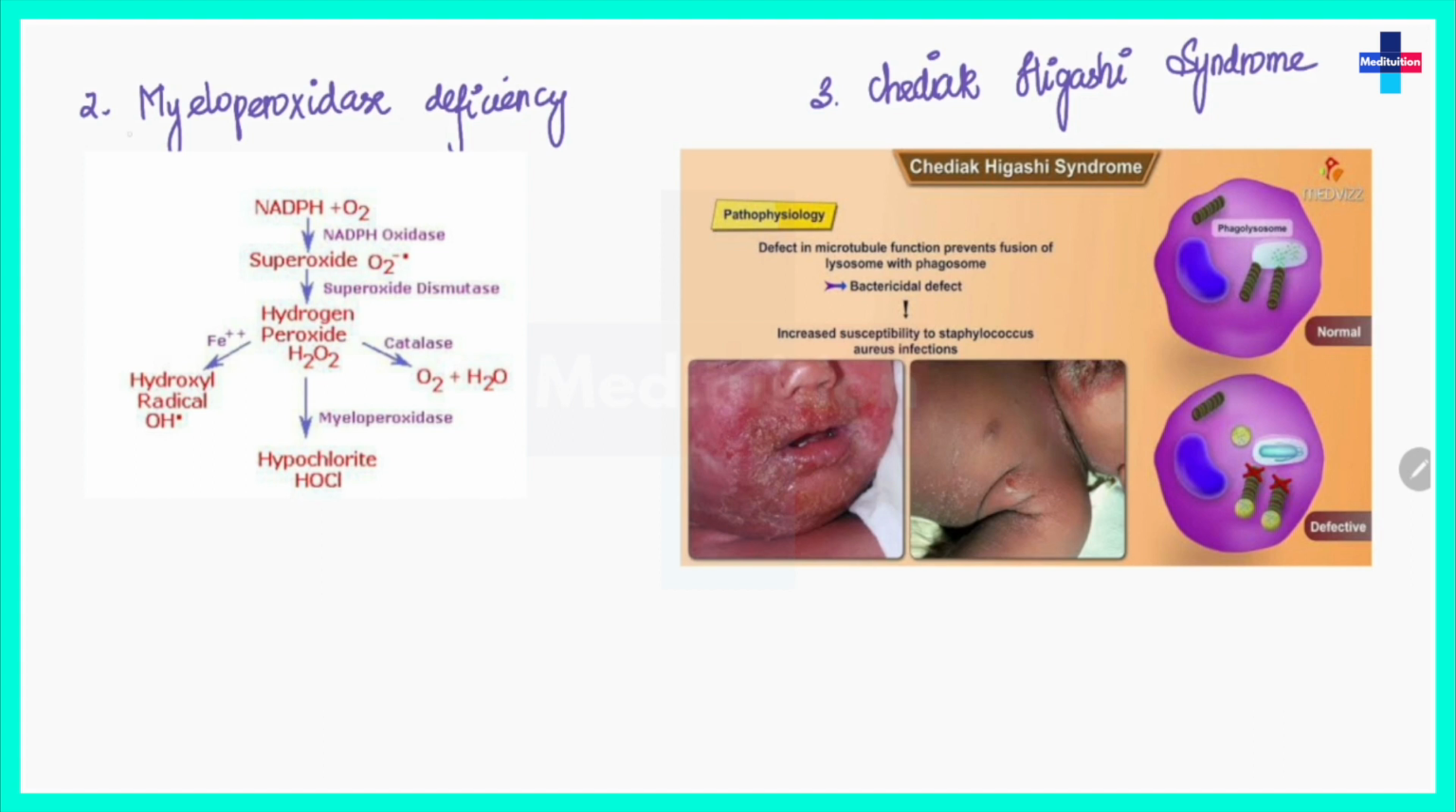And the second disease is myeloperoxidase deficiency. Myeloperoxidase is an enzyme which is involved in the production of oxygen free radicals, and when this myeloperoxidase enzyme is deficient, the patient is predisposed to getting Candida albicans infection.